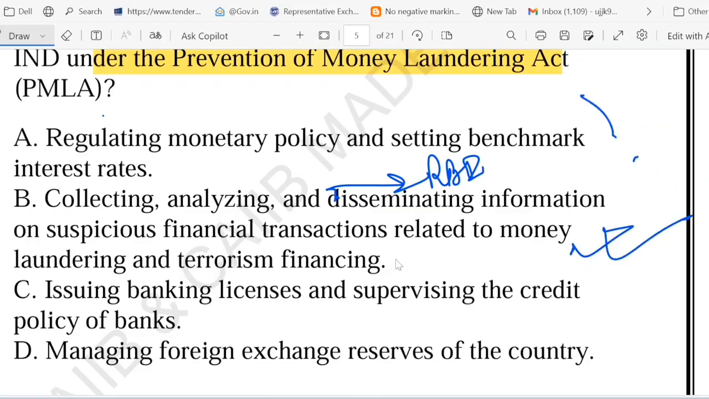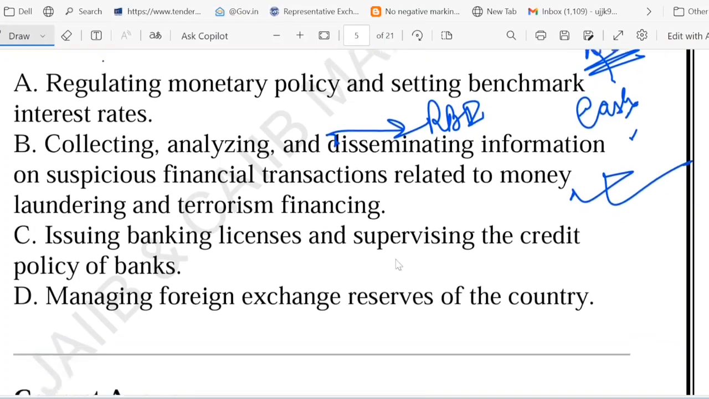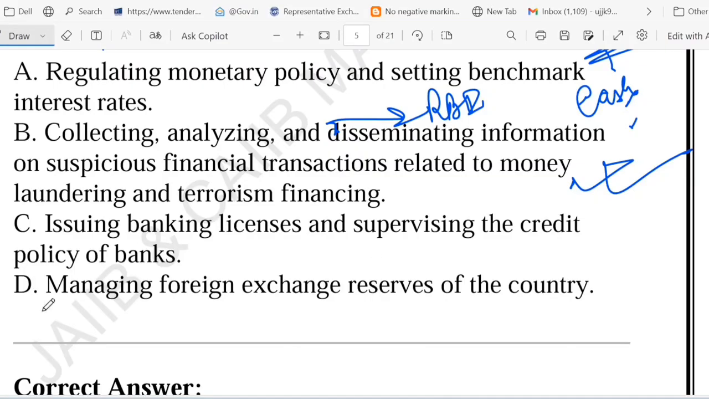Imagine a bank notices that a customer has deposited 10 lakh cash every day without any clear source. So the bank reports it as an STR, that is called a suspicious transaction report, right? FIU-IND then collects it, analyzes the pattern and shares the intelligence with enforcement agencies like ED, CBI or the income tax department.